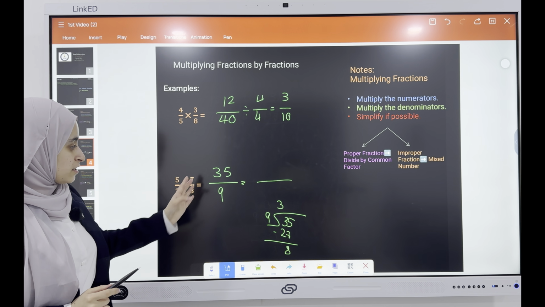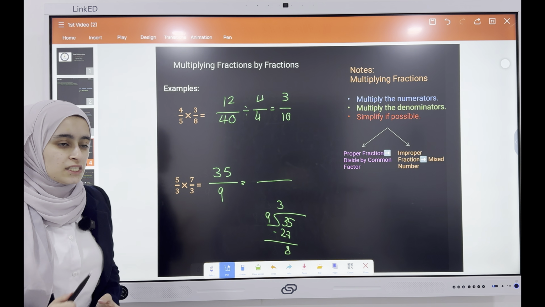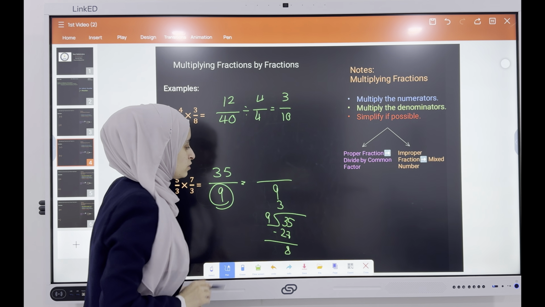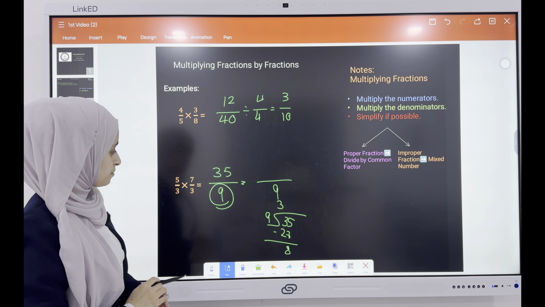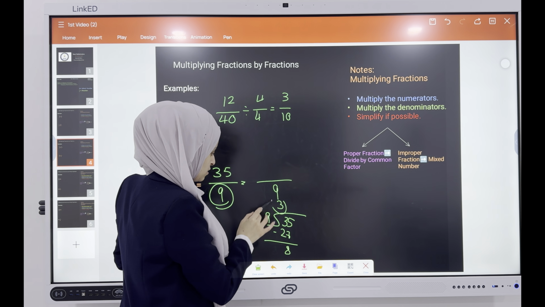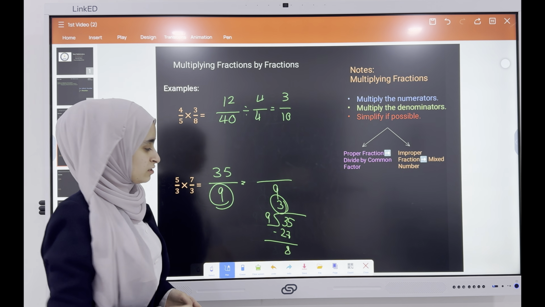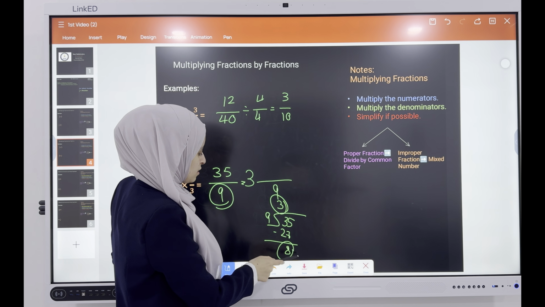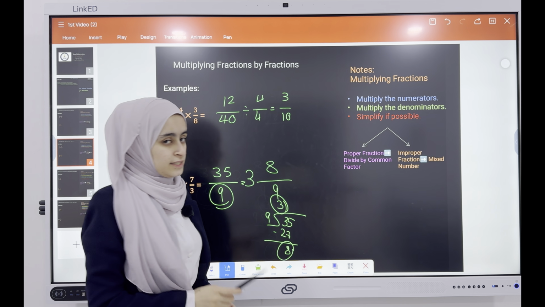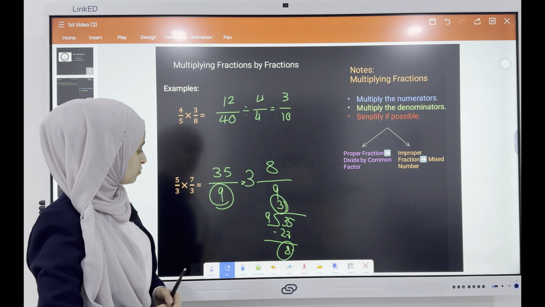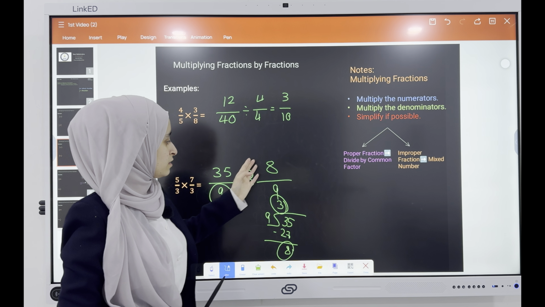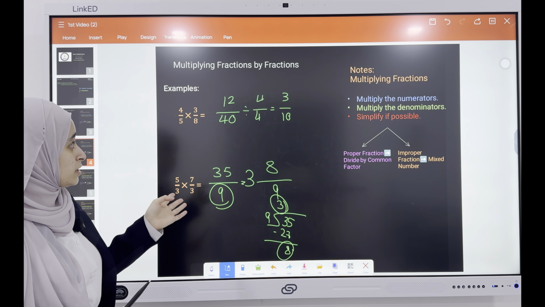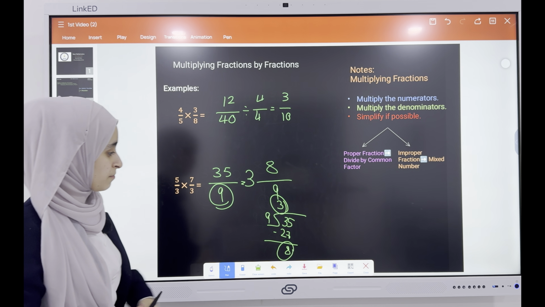Now we will write 35 over 9 as a mixed number. We say that we will rewrite our denominator, which is equal to 9, and then our answer, the quotient, is our whole number, and then the remainder is our numerator. It means 35 over 9 is equal to 3 and 8 over 9. That's all about multiplying fractions by fractions.